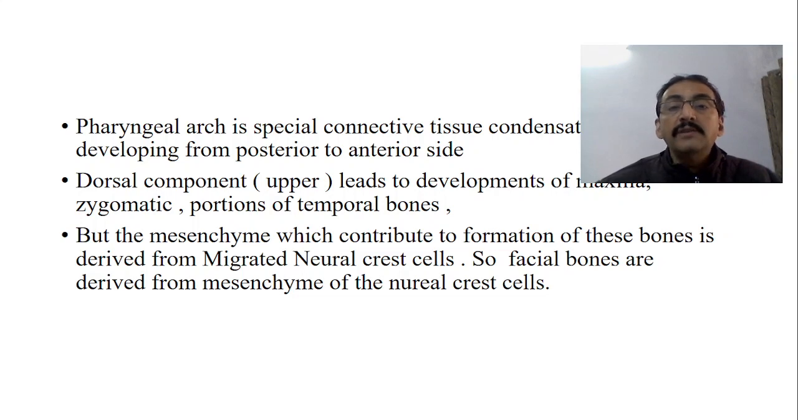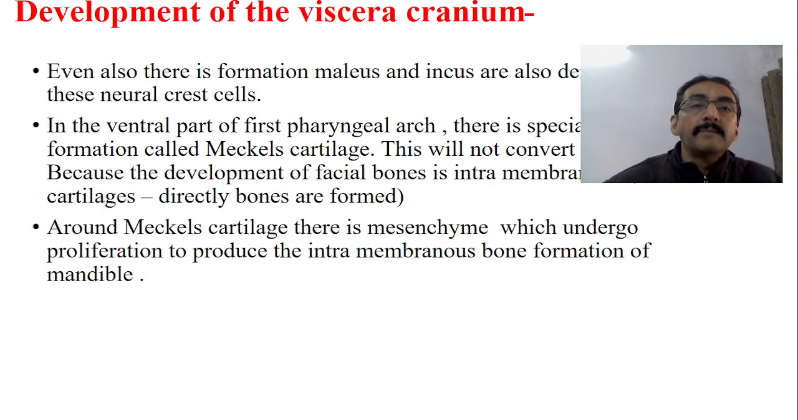The dorsal component leads to development of the maxilla, zygomatic, and portion of the temporal bones. But the mesenchyme which contributes to the formation of these bones is derived from the migrated neural crest cells. So facial bones are derived from the mesenchyme of the neural crest cells. Even the malleus and the incus are also derived from these neural crest cells.